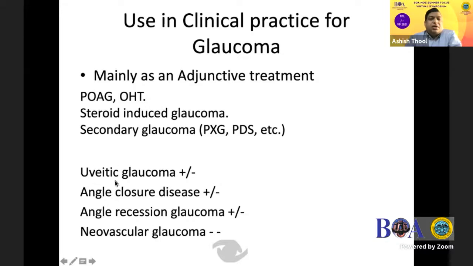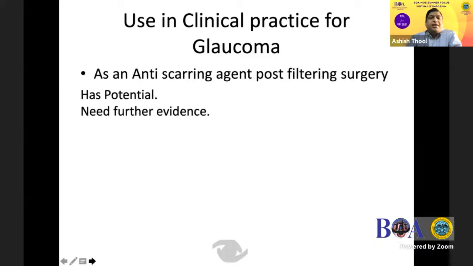In all these secondary glaucomas, or even angle closure glaucoma that we are talking about, whether there is synechial angle closure or whether there is a dysfunctional trabecular meshwork as in angle recession glaucoma, depending on how much of the trabecular meshwork is either blocked or dysfunctional, this may or may not work. The drops may or may not work. And the same is the case with neovascular glaucoma. If the synechial closure is almost complete, it really will not work. As an anti-scarring agent, it does seem to have some potential, but we need further evidence from clinical studies.